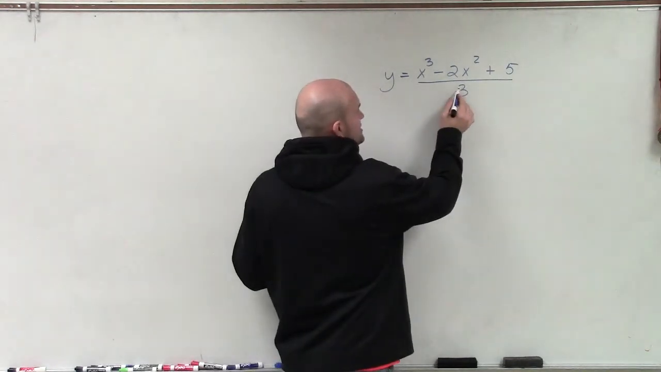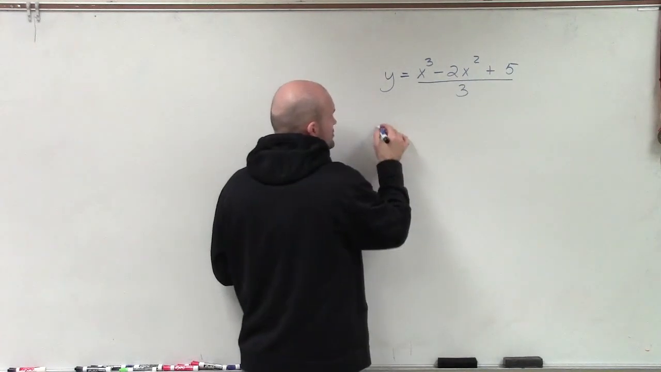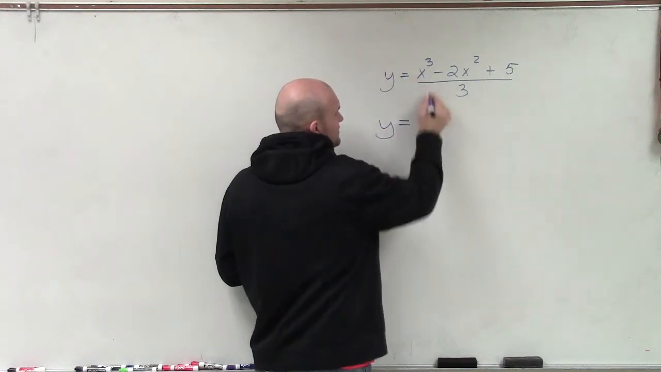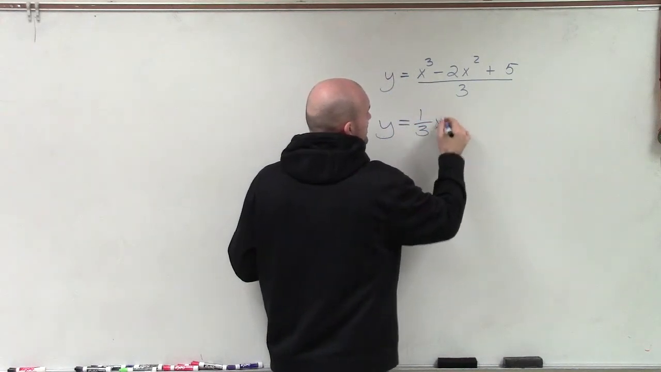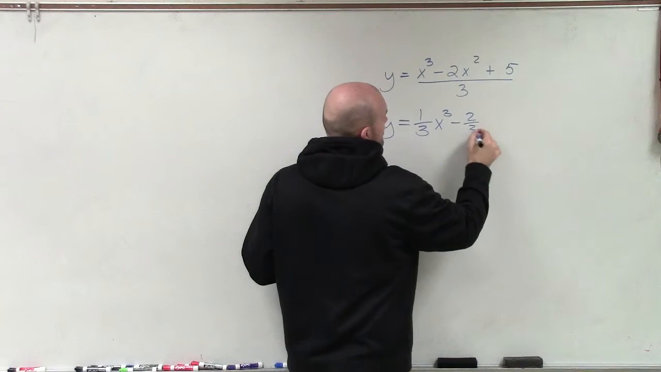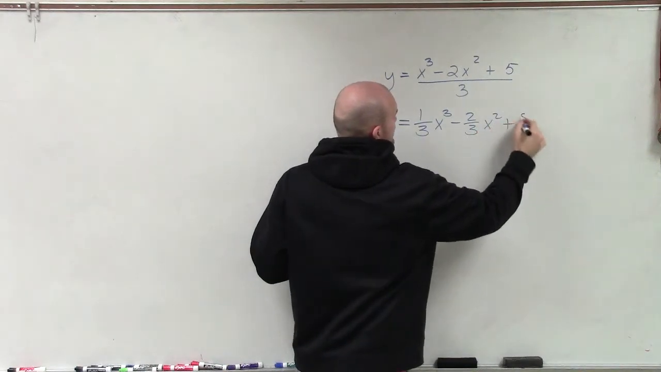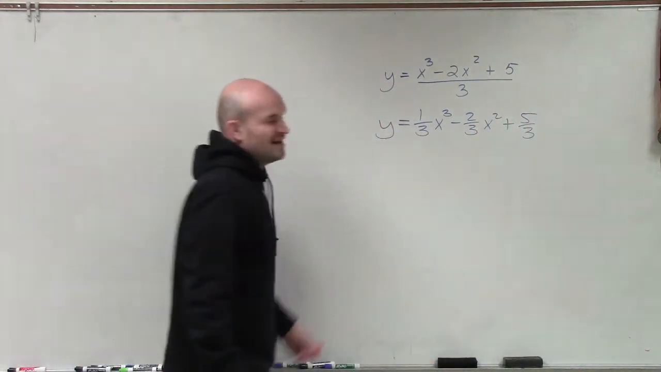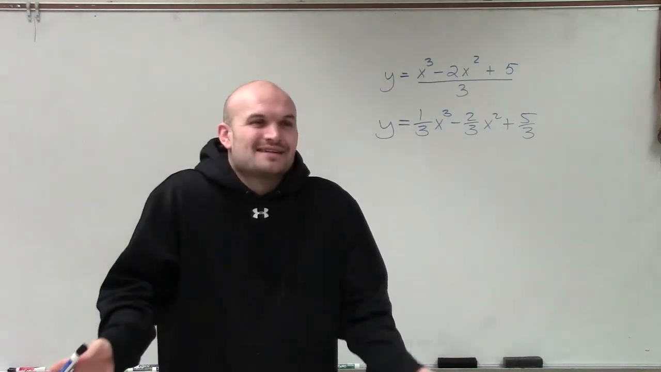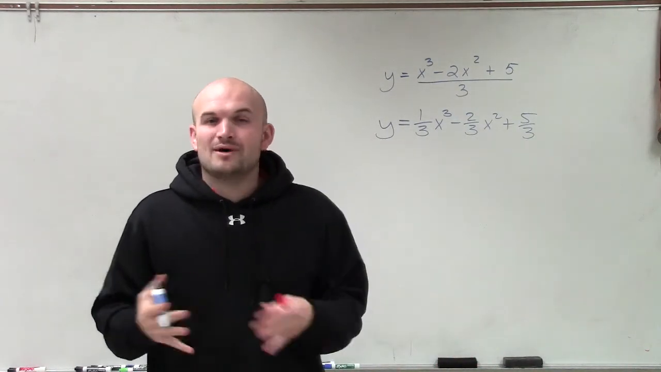So what I'm going to do is this 3 is divided by each and every one of these terms. So therefore, when I divide the 3 into there, I can have this as 1/3 x cubed minus 2/3 x squared plus 5/3. Now you might say, all right, fractions, I hate fractions. But again, we're just trying to determine what is the degree and what is the leading coefficient.